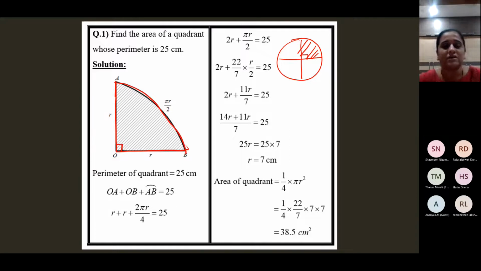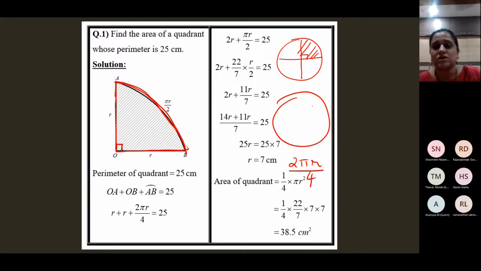the length of the arc AB. The length of the full circle is 2 pi R. So this arc is 1/4 of it. So 2 pi R by 4. So what do you get? 2 2s are pi R by 2. This length alone is pi R by 2.